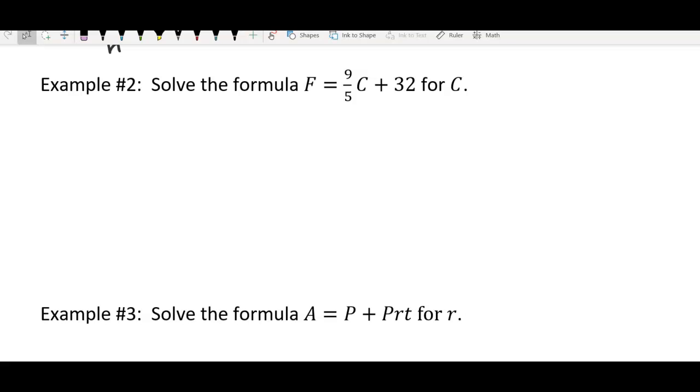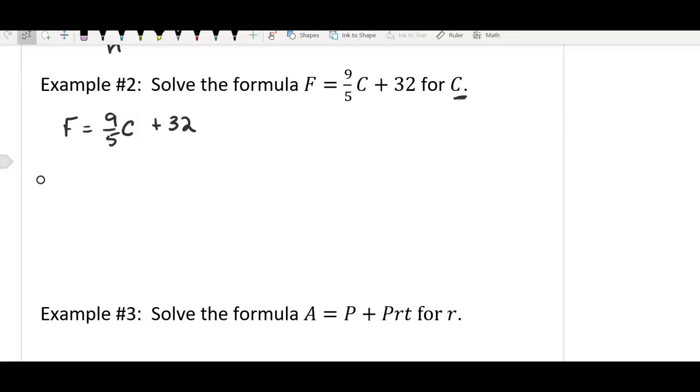Okay, so here's another formula. It's a little bit different formatting than the last one, and this time we're going to solve for C. They always have to tell us what letter we're going to solve for. So in the first example, we had 3 variables, A, b, and h. In this example, we just have 2 variables, F and C. Okay, so here we go. I'm going to recopy it. F equals 9/5 C plus 32.